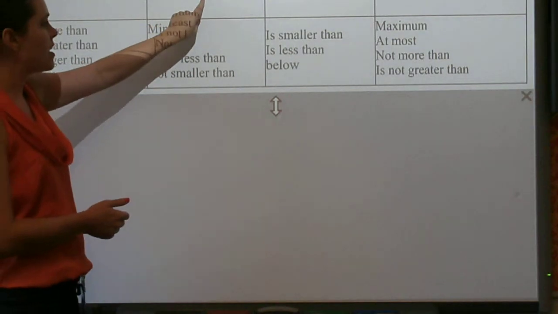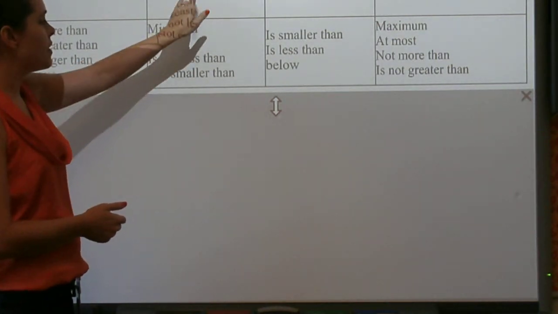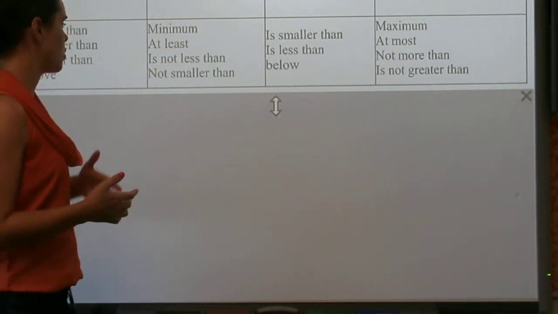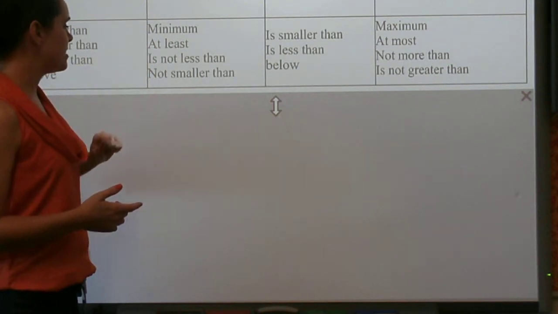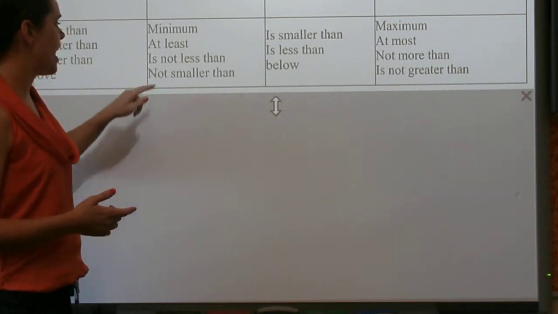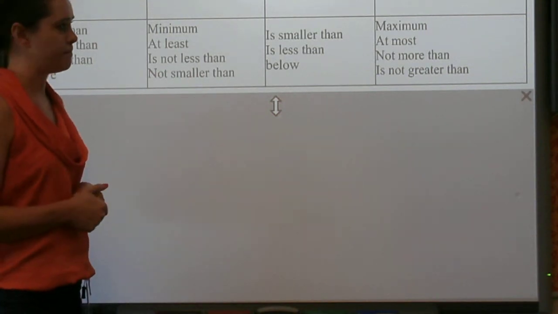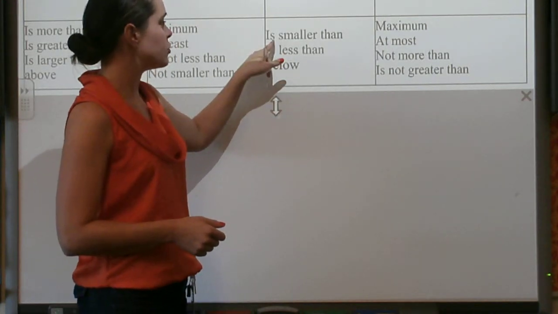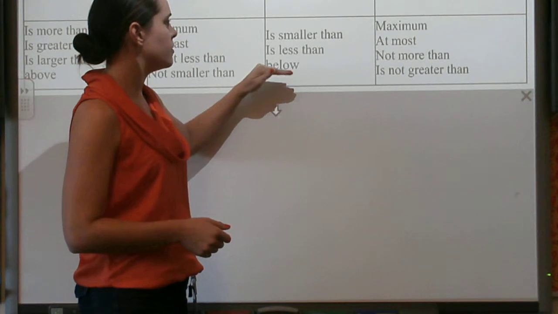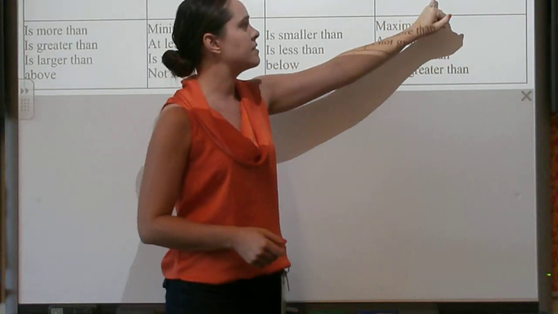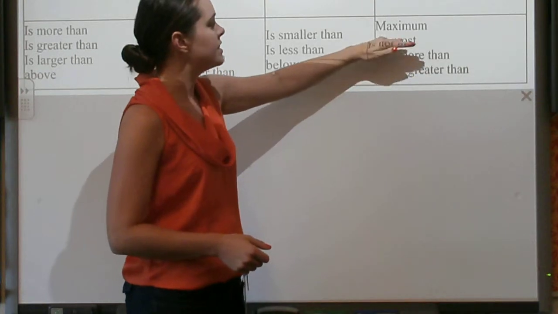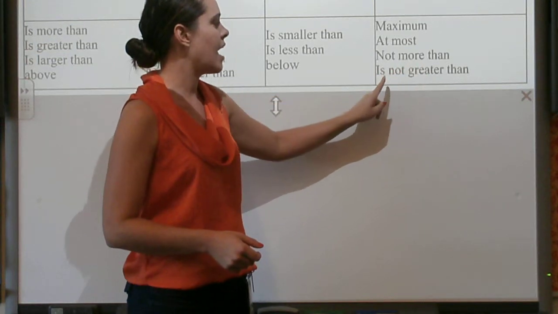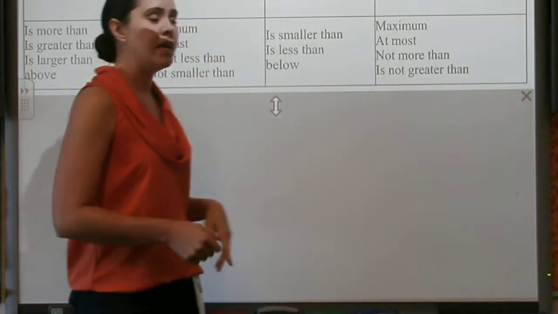For our greater than or equal to symbol, we read this greater than or equal to, but some other key words that we may see in word problems are minimum, at least, is not less than, and is not smaller than. Next we have our less than symbol. We could also see the terminology is smaller than or the terminology below. Then we have our less than or equal to, which we can see the words maximum, at most, not more than, and is not greater than in our word problems.